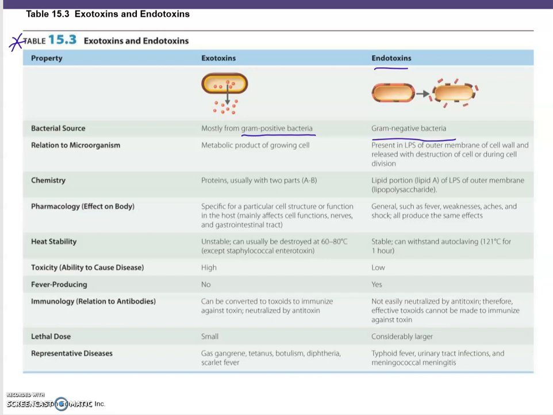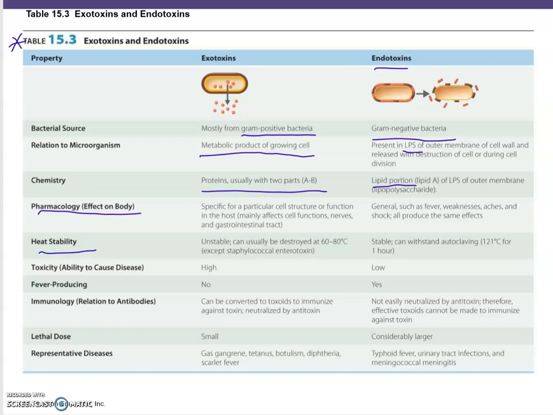An exotoxin is usually a metabolic product of a growing cell, and it's a protein, usually with these AB parts, versus the endotoxins. They're present in the lipopolysaccharide of the outer membrane, so they're part of the gram-negative cell wall, and it's usually a lipid portion from the bacterial cell wall. The pharmacology, or the effect in the body, there's various kinds, and you can review that from other slides.